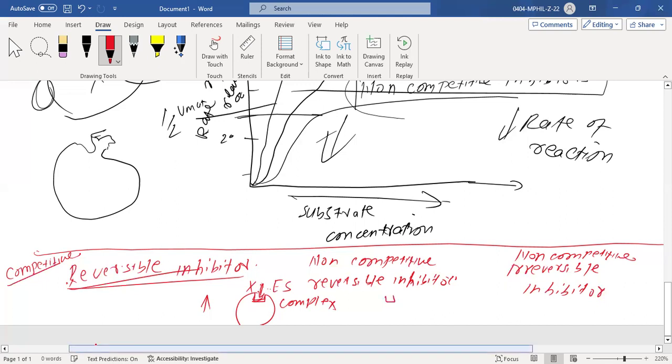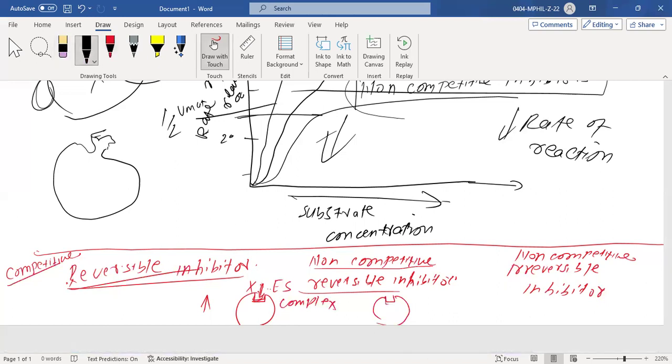Now you have another condition. Again you have an enzyme, and this time a non-competitive reversible inhibitor. It means the inhibitor has no competition on the active site. The inhibitor will actually bind on the allosteric site, another part of the enzyme. Like here, it can bind here.